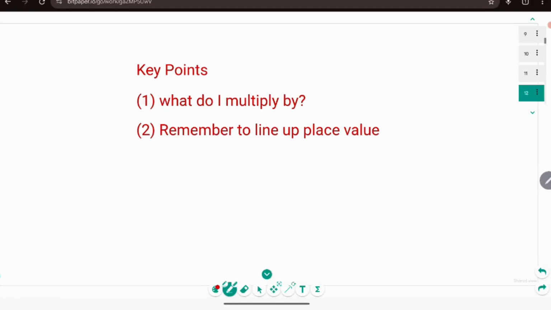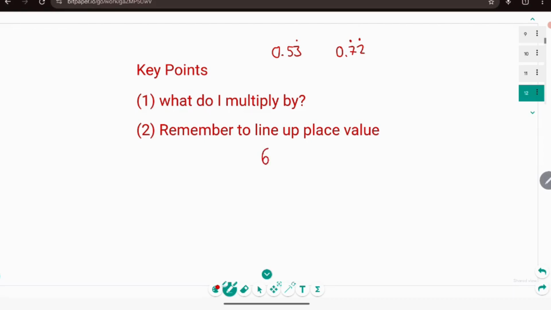Okay, key points to remember. What do you multiply by? Is it 10, 100 or 1,000? It depends. If it's a single digit recurring number, times it by 10. Is it double digit recurring? Times it by 100. Is it triple digit? Times it by 1,000. Remember to line up the place value.